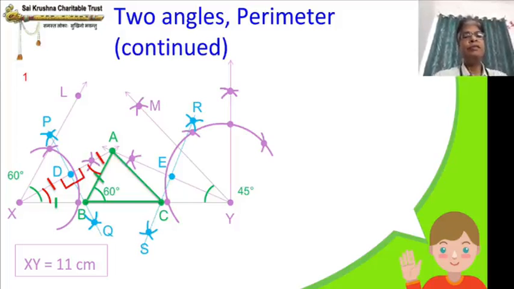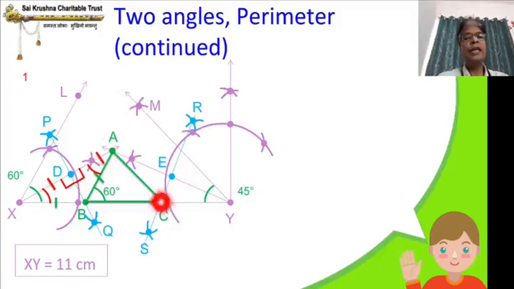If you take the same triangles, AEC and YEC, you will get the same thing. Angle AC equals CY, and similarly angle ACB equals 45 degrees. So now what happens? The angles are the same. We have already got two angles: angle B we have got, angle C we have got.